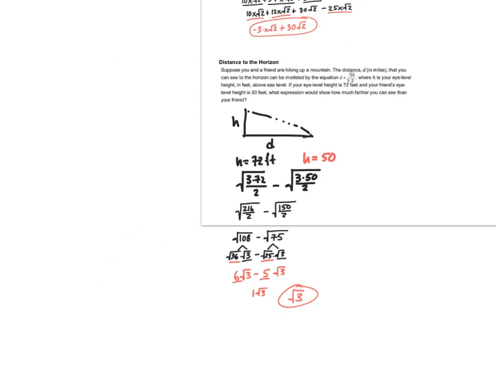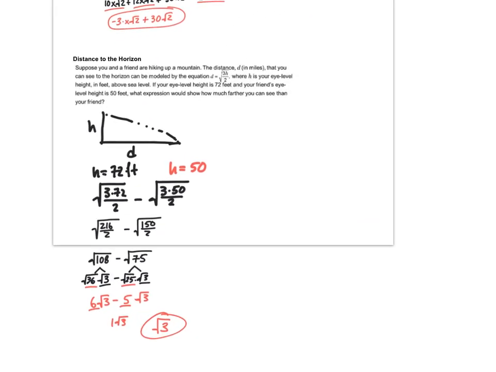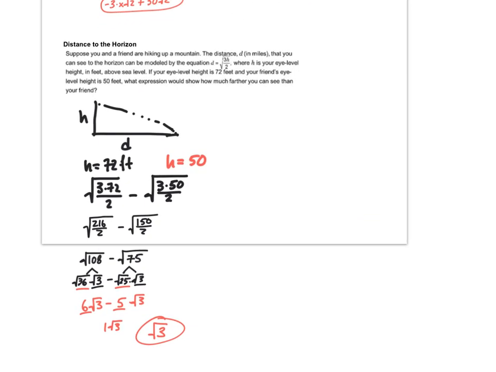So you can see square root of 3 miles further than the other one. And pretty cool, that would be like 1.73 or 1.71, I think, miles further.